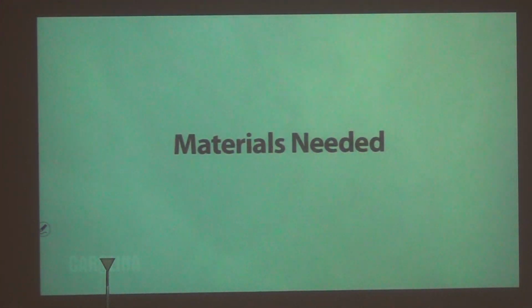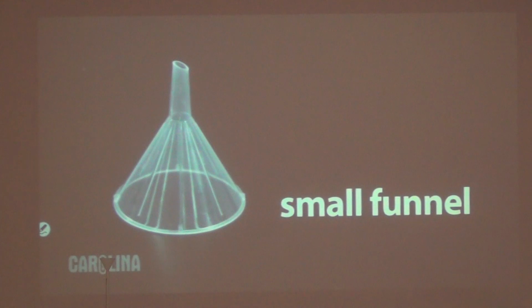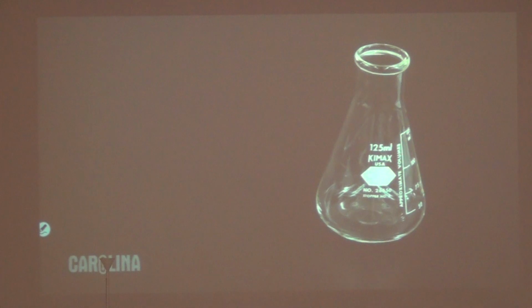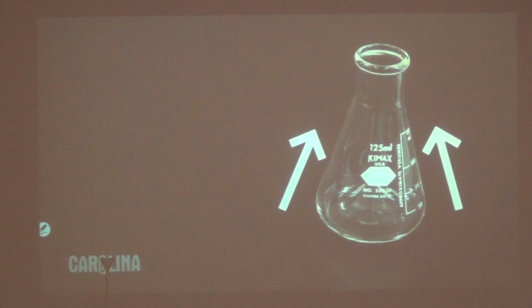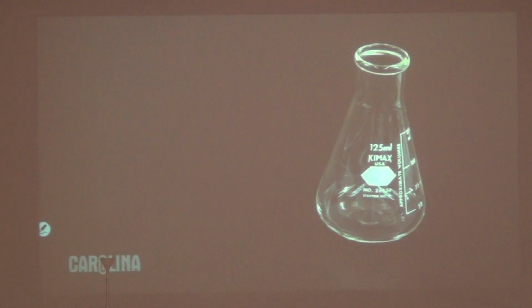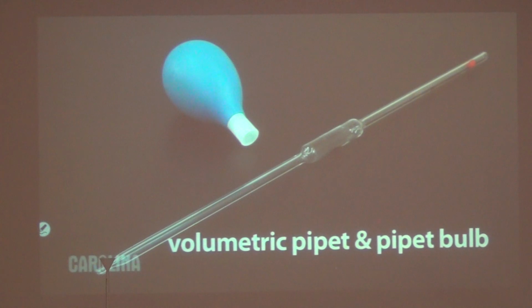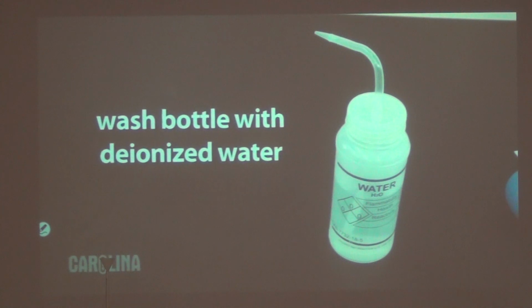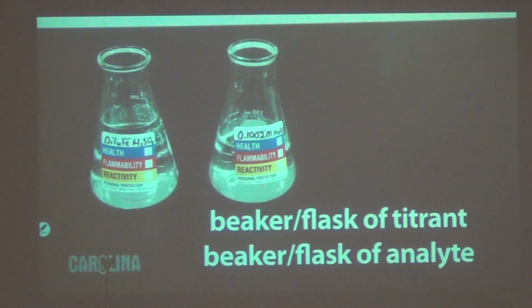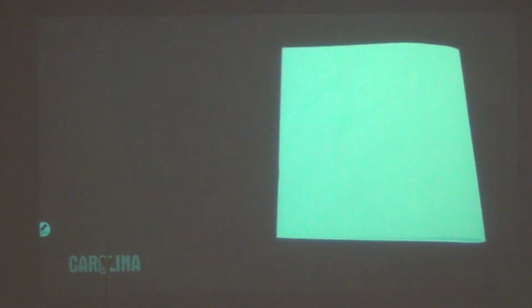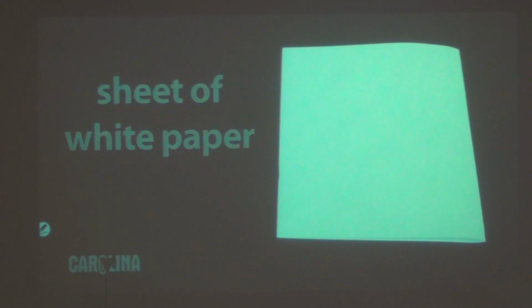Other materials you will also need include a small funnel to help you fill the Buret, a 125 milliliter Erlenmeyer flask, which works best for titrations. The shape of the flask allows for more vigorous swirling than a beaker or other glassware and minimizes spill hazards. A volumetric pipette and pipette bulb to transfer a known volume of analyte to the flask. A wash bottle filled with deionized water, a beaker or flask of titrant and of analyte, indicator selected for your reaction, a reading card to help read the meniscus, and a sheet of white paper to help visualize the endpoint.